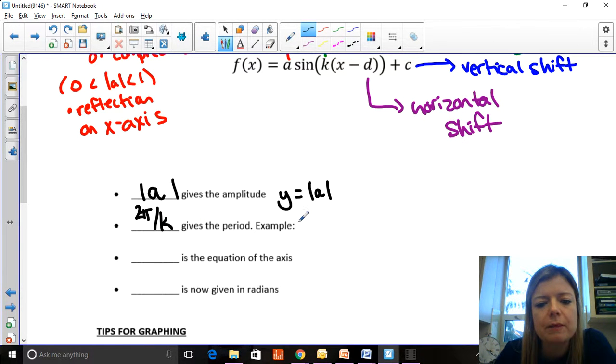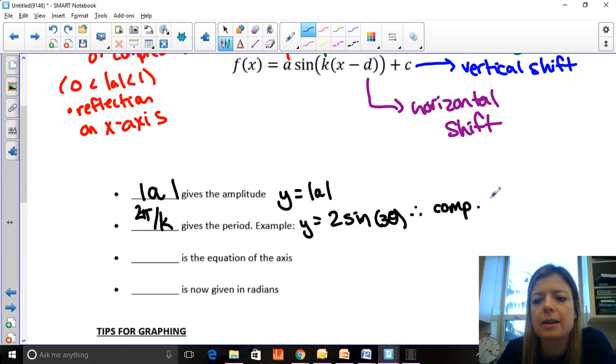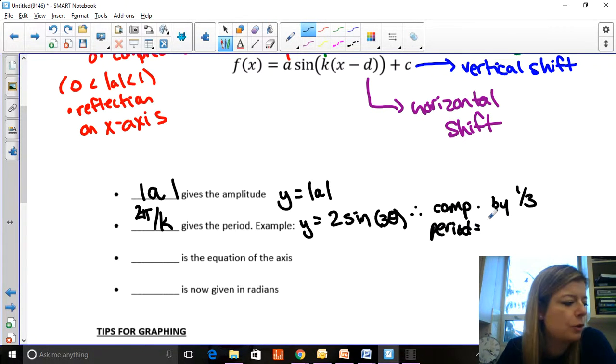So for example, if you have y equals 2 times sine 3 theta, then that means that it's been compressed by a third. So it makes sense that the period, which is normally 2 pi, is just a third of 2 pi, or 2 pi divided by 3, which is the k value.